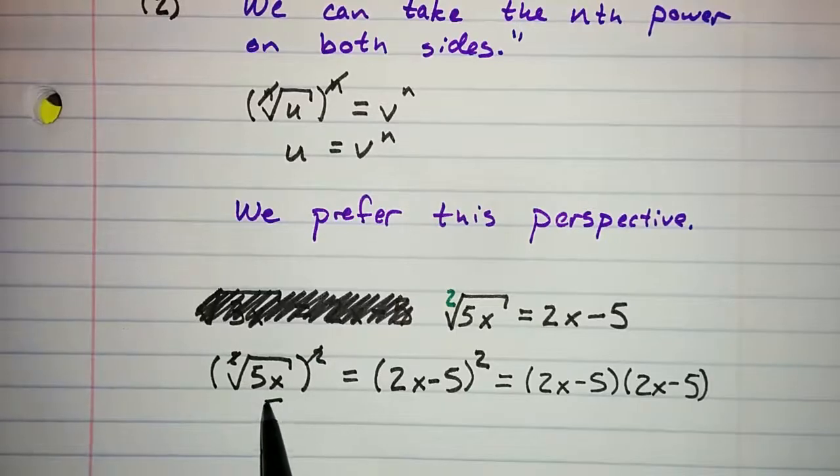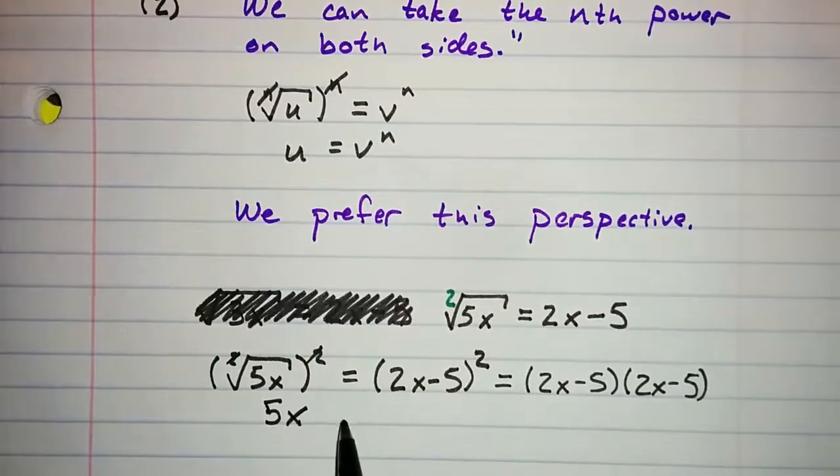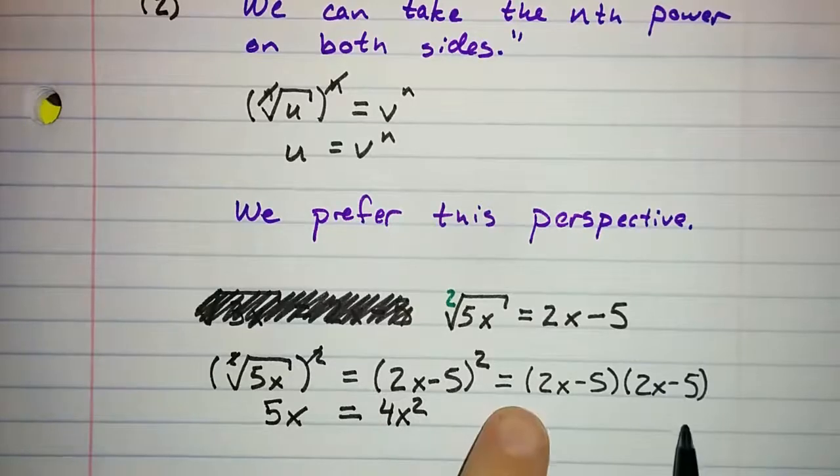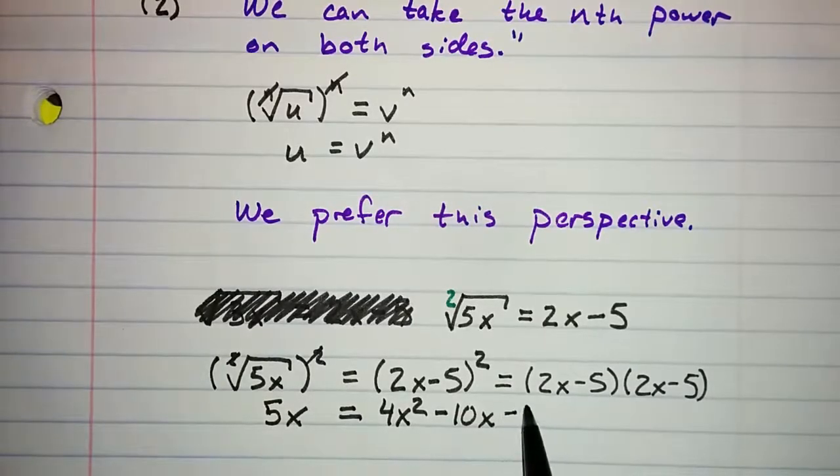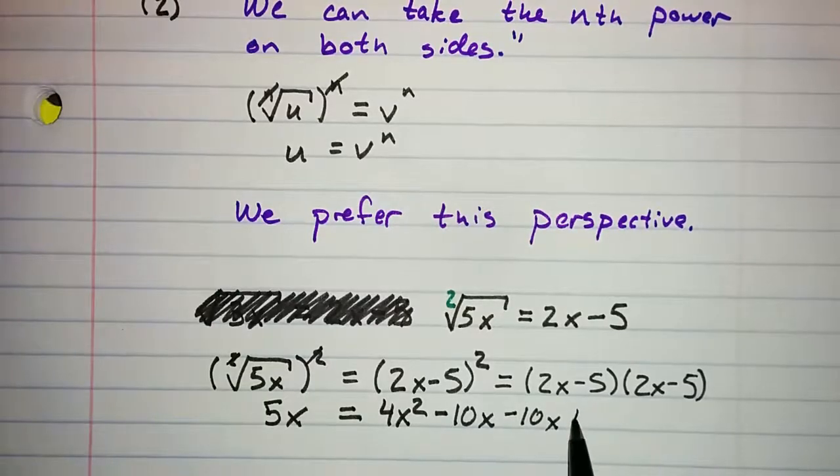Now the square and the square root cancel. Over here we're left with 5x. Over here we multiply. 2x times 2x is 4x squared. 2x times negative 5 is negative 10x. Negative 5 times 2x is again negative 10x. Negative 5 times negative 5 is 25. I see that I have now a quadratic equation on my hands.